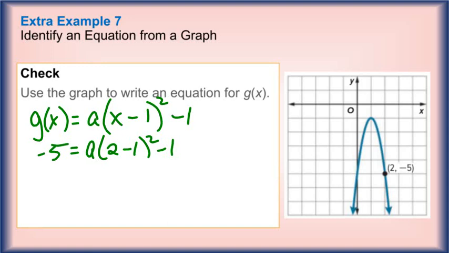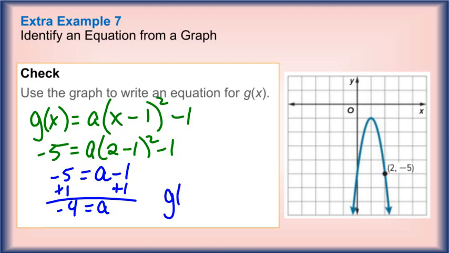2 minus 1 is 1. 1 squared is 1 times a is a minus 1 equals negative 5. To get a by itself, I add 1 to both sides, and I'm left with a equaling negative 4. So my equation would be g of x equaling negative 4 times parentheses x minus 1 squared minus 1. And that is our lesson on transformations of functions.